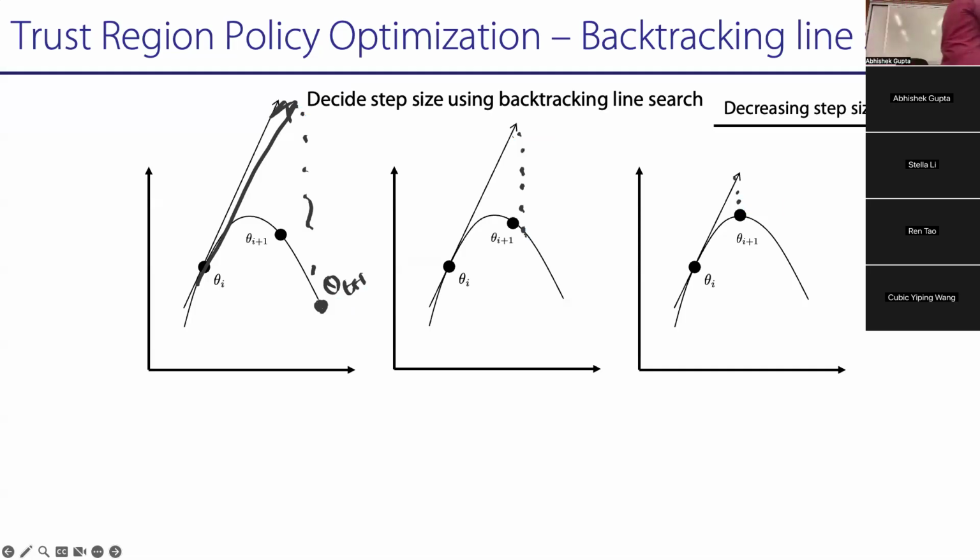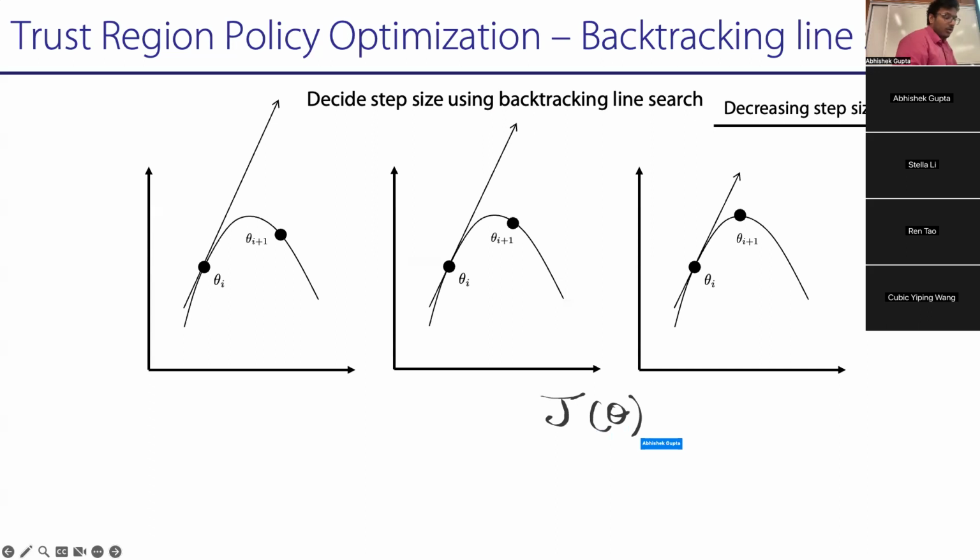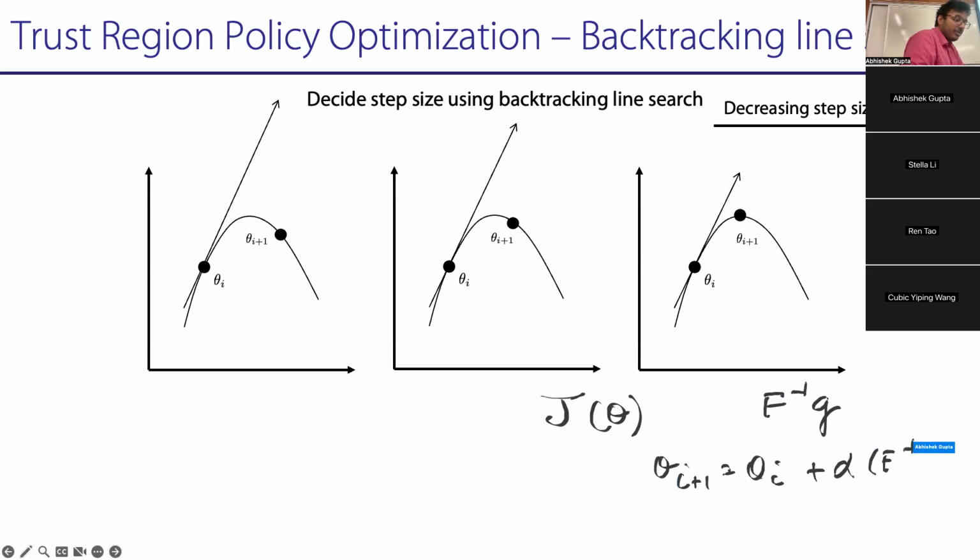So you've chosen the direction, you want to choose the step size. You just keep making your step size smaller until it satisfies your threshold, right? And so in our case, our threshold is going to be, let's say you have some objective, J theta, okay? You're going to do an update on J theta. You've computed a gradient direction. Let's call it F inverse G, okay? So you've said, okay, theta i plus 1 is theta i plus alpha times F inverse G. Okay, so what we do is we set alpha to be big. Set this to be big.